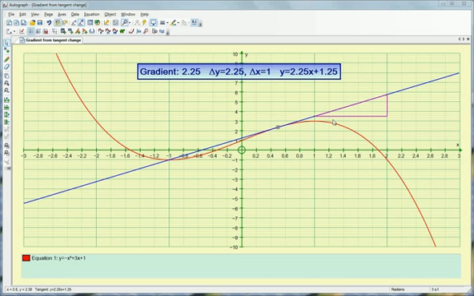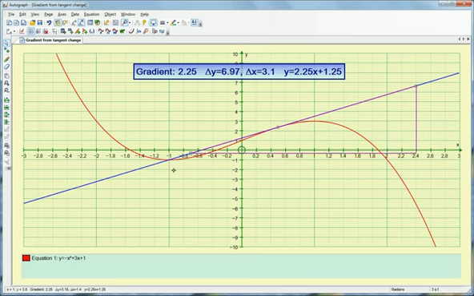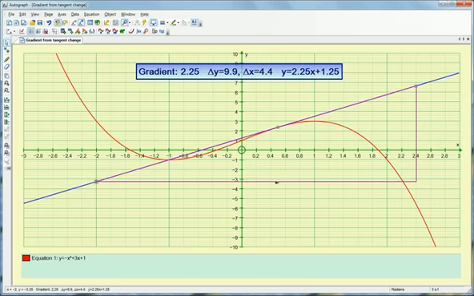Where do you draw the triangle? Well, it doesn't matter. Anywhere along the blue line, if you draw the triangle, the gradient will still be the same. So you can see when I move this point to the right, the triangle has got bigger, but the gradient is still 2.25. That's because both the height and the base have increased by the same proportion. I could make the triangle as big as I like, and here you see again the gradient has remained at 2.25.